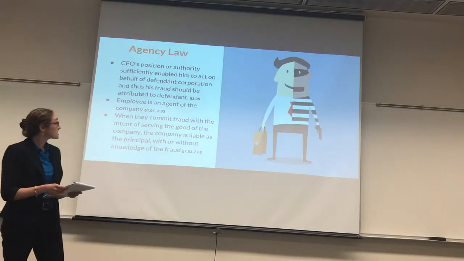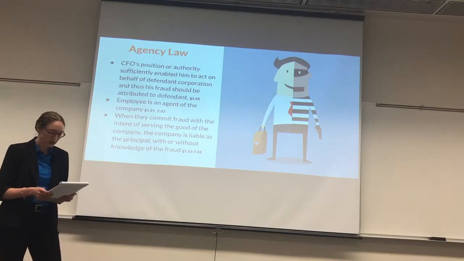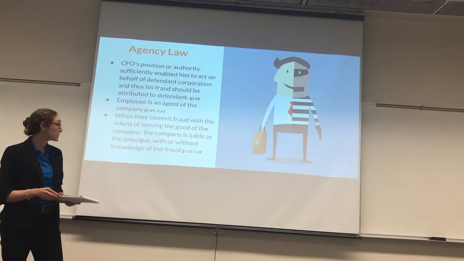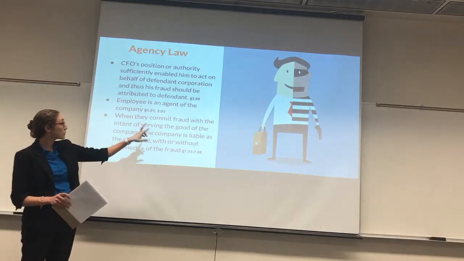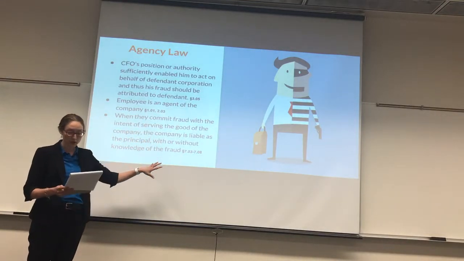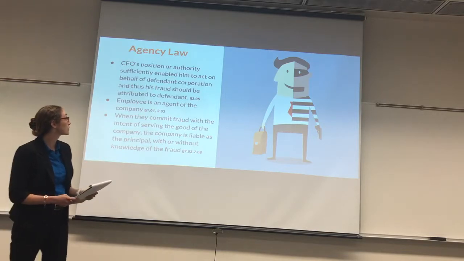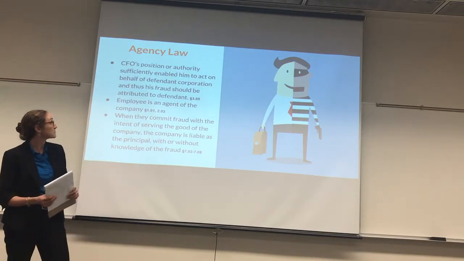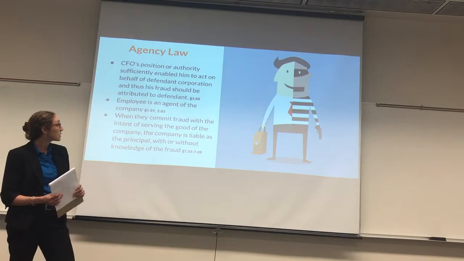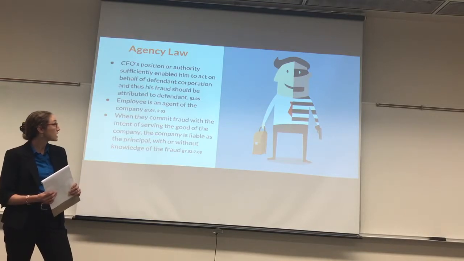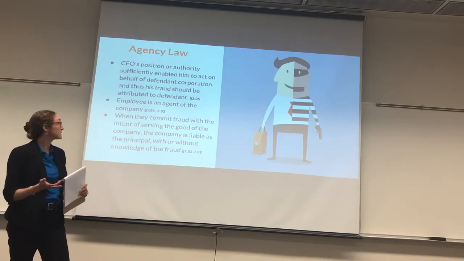And in agency law, which is the Restatement of the Law Third, Agency from 2016, we've got the code references for specifically where it's stated. In 3.05, the CFO's position or authorities sufficiently enabled him to act on behalf of the defendant corporation, and thus his fraud should be attributed to the defendant.